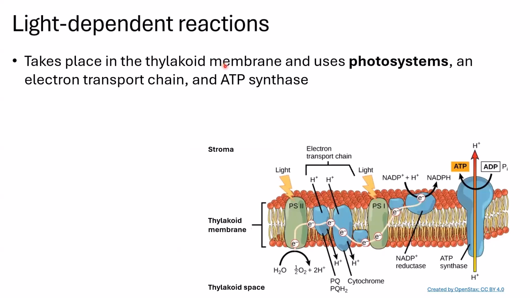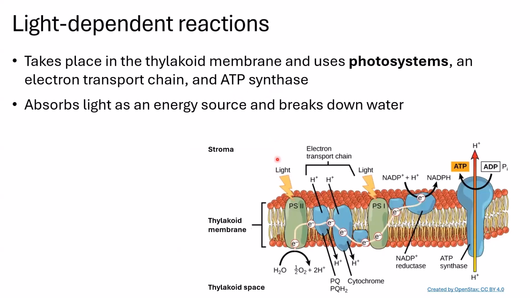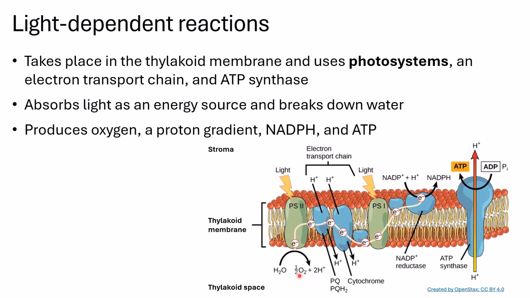The light-dependent reactions take place in membrane proteins found in the thylakoid membrane, including photosystems, the electron transport chain, and ATP synthase. Light is absorbed and used as a source of energy, and water is used as an input and broken down. Breaking down water produces oxygen and some protons for the proton gradient, and by the end of the process, NADPH and ATP are also produced.